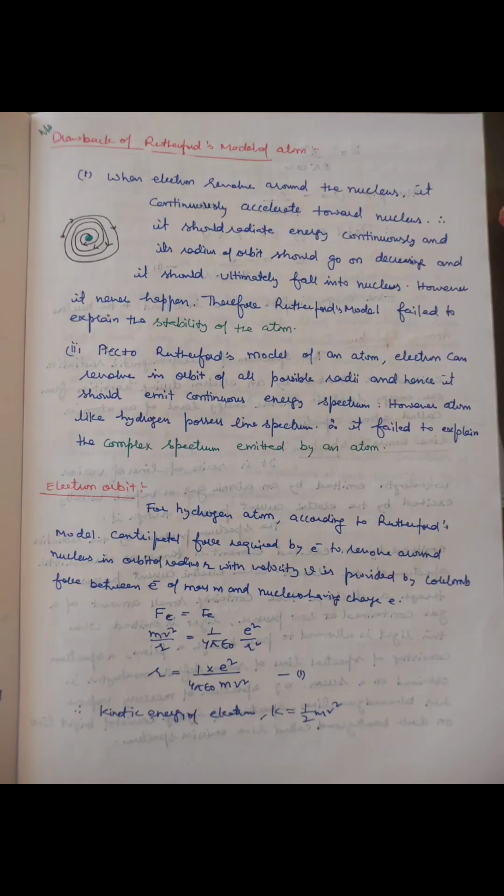When electron revolve around the nucleus, it continuously accelerates toward the nucleus. Its energy continuously fall and its radius goes on decreasing. It should ultimately fall into the nucleus. However, it never happened, so Rutherford failed to explain the stability of the atom. In Rutherford model, electron can revolve in orbits of all possible radii and hence it should emit continuous energy spectrum. However, atom like hydrogen possess line spectrum. Therefore, it failed to explain the complex spectrum emitted by an atom.